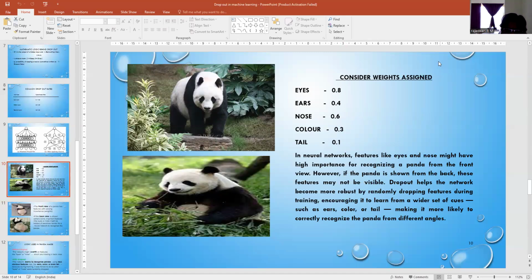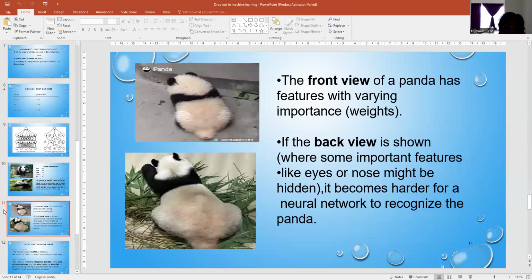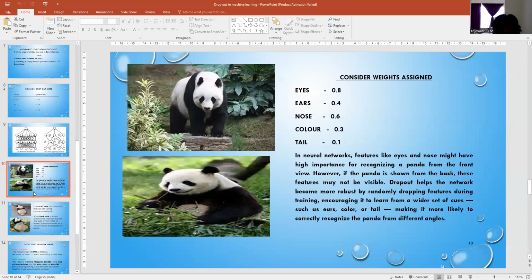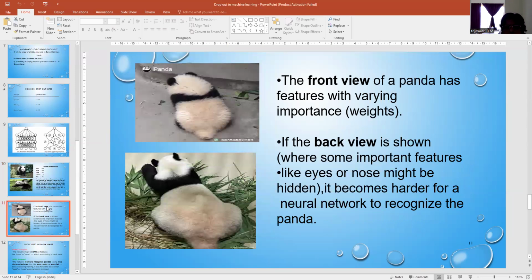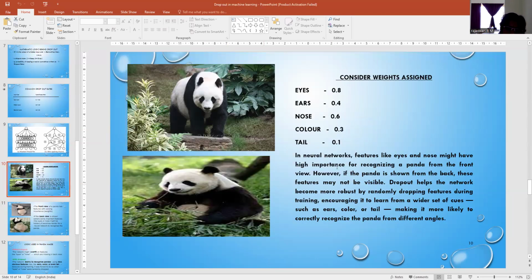So any animal which has eyes encircled by black as well as a sharp, black nose is identified as a panda if it is shown in the front view. Suppose it is shown in the back view, automatically the machine fails in achieving the target. So I am cutting out, that is dropping out, the connection of eyes as well as nose when this picture comes into the mind. Here I am giving more weightage, because suppose let us consider this figure.